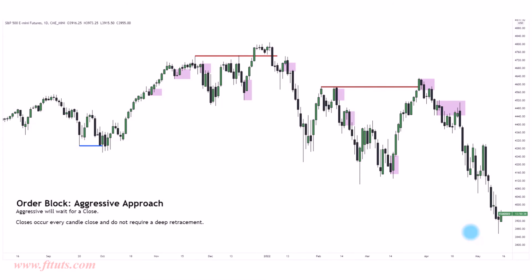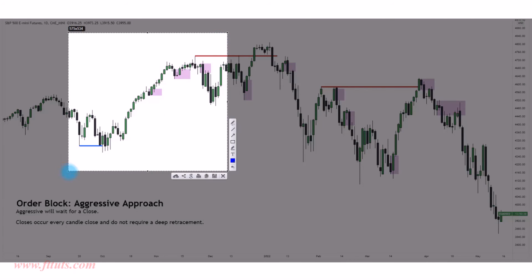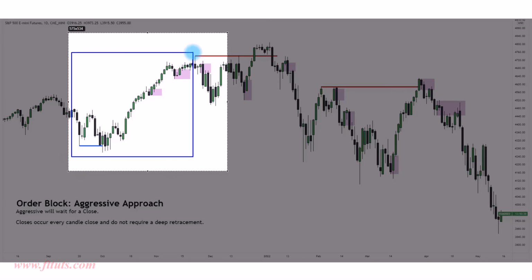So here is the aggressive approach. The aggressive approach just waits for a close. Okay, so closes occur every 24 hours and they don't require a deep discount. So an example is this. Since we know that this is bullish institutional order flow because of the long-term low here, this one will be conservative, waiting for that deep retracement. But an aggressive approach doesn't have to. The aggressive approach just waits for the candle close for the quick instant retest before the displacement. Okay?